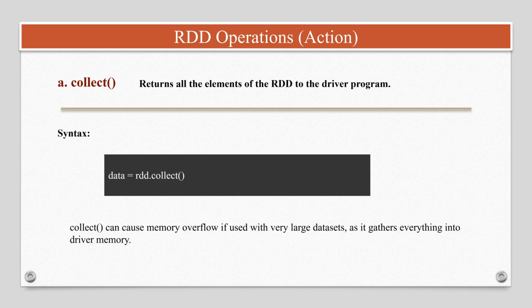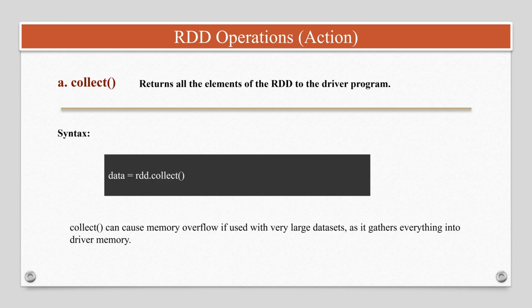First one is collect. Collect returns all the elements of the RDD to the driver program. This is an action that retrieves all elements of the RDD to the driver node as a list. This is often used to view or use the entire dataset in local memory, but it should be used carefully with large datasets due to memory limitations.